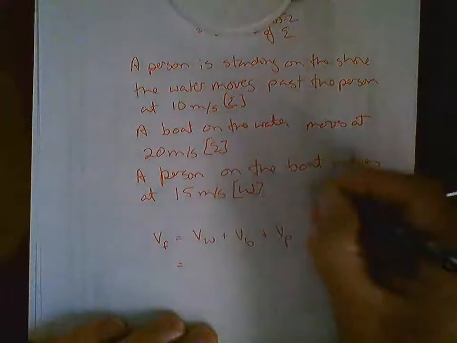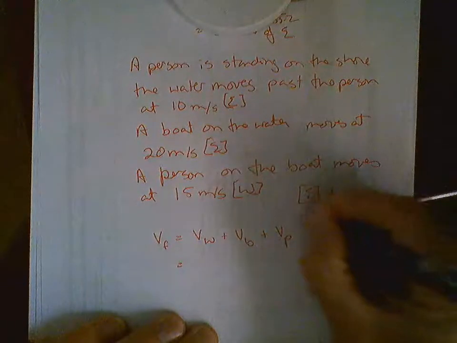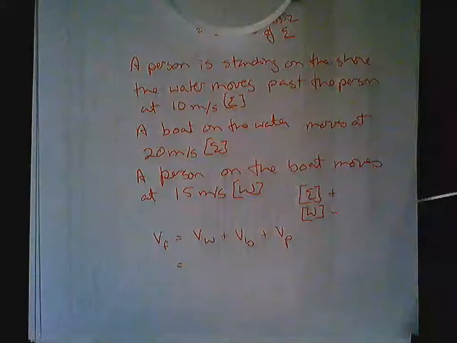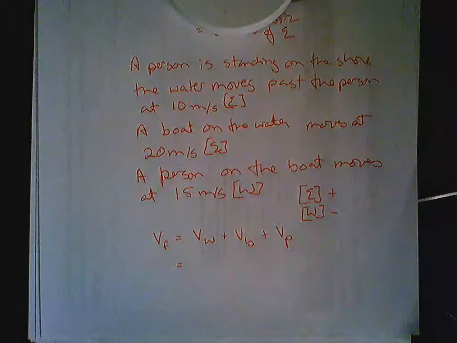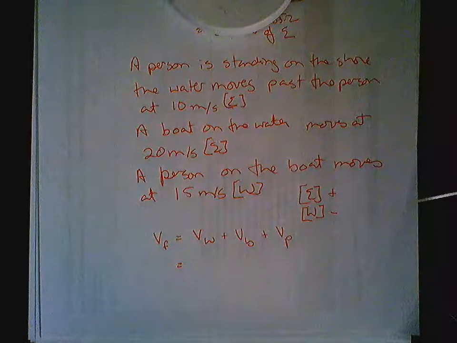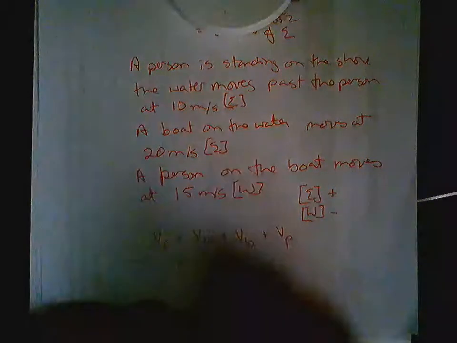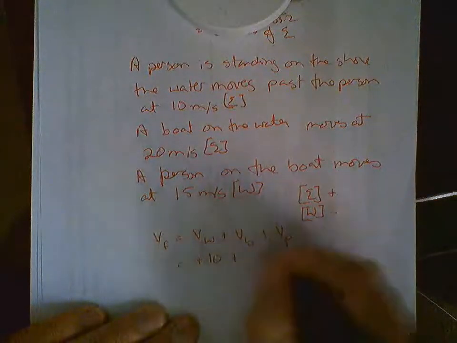If we call east positive and west negative, we can solve this problem. Now in physics, you can set the parameters of positive and negative when we use them, but usually east is positive and west is negative. North would also be positive and south would be negative. But you can set it up any way you want. So we say the water is moving 10 meters a second to the east. So that's plus 10.